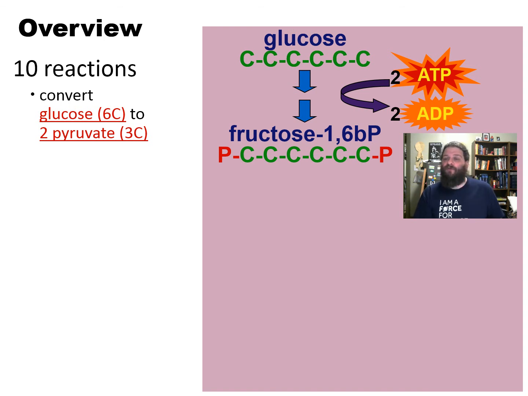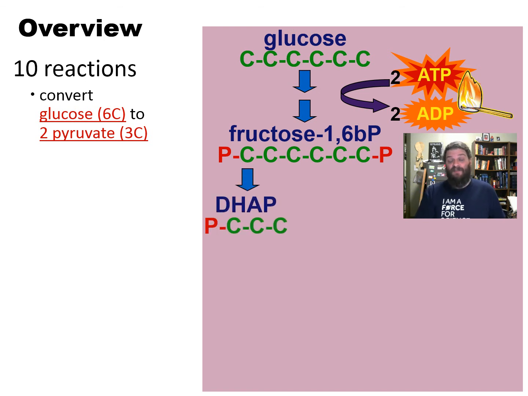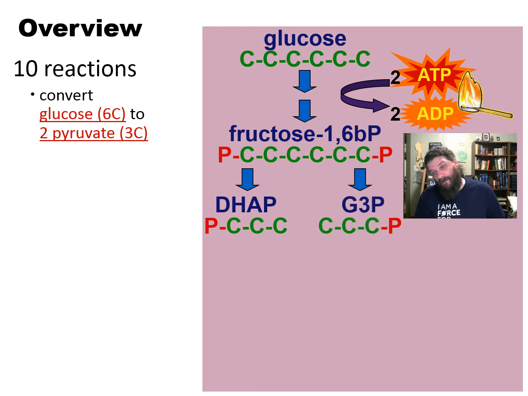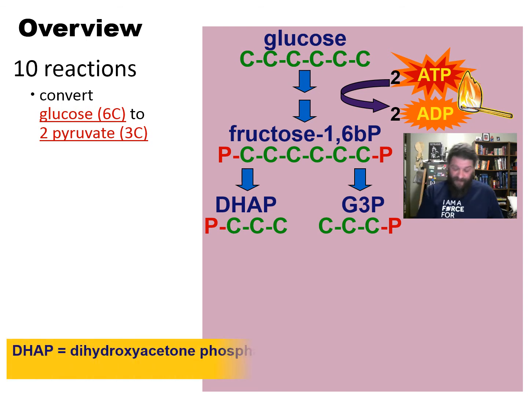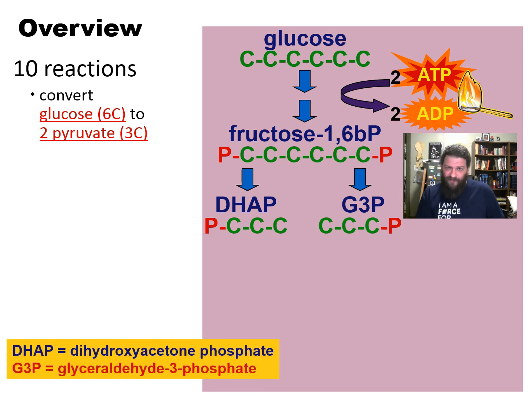Anyway, fructose 1,6-bisphosphate, because it's destabilized by that activation energy, is going to be broken down into a molecule of dihydroxyacetone phosphate and another molecule of glyceraldehyde 3-phosphate. Again, it's not important that we remember necessarily the names of these things.